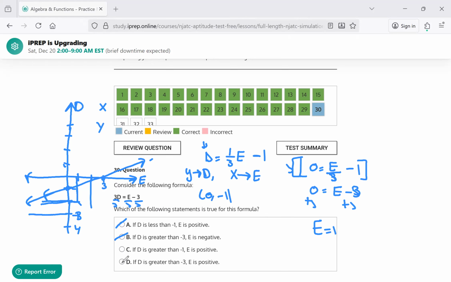If D is greater than -1, so here's -1, and if E is greater than negative, so that includes 0. So 0, what is the E value? Positive. What's the E value at 1? The D value is 1, positive. And then if you go beyond, it's going to start becoming positive because of this extent. So I think the only one that is always true is C.